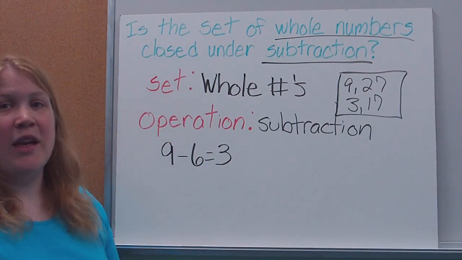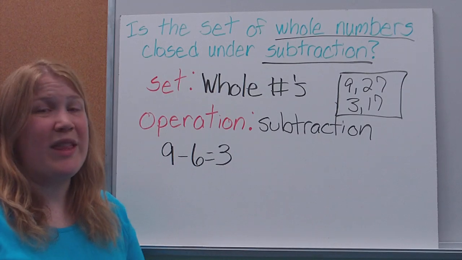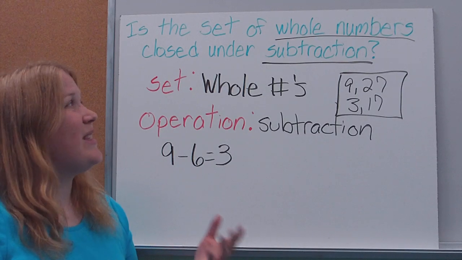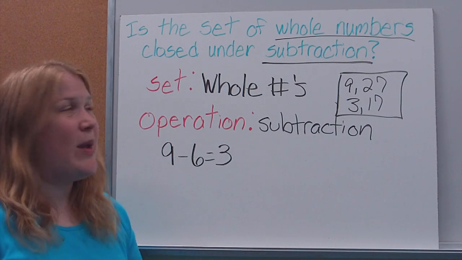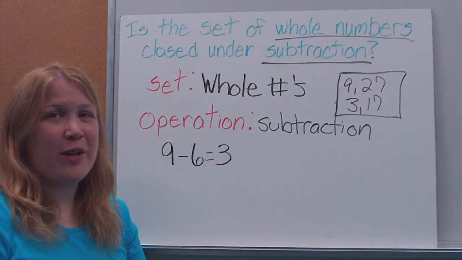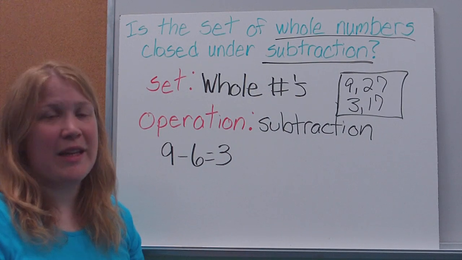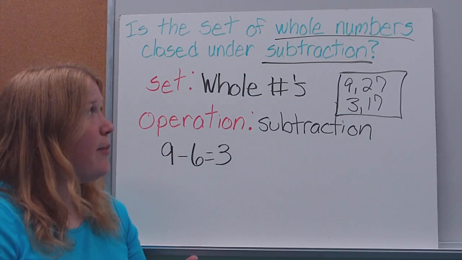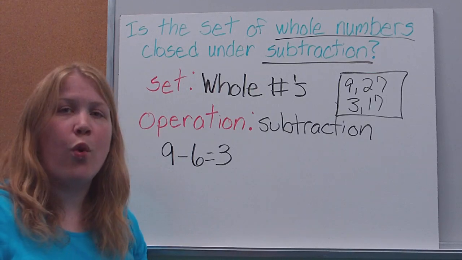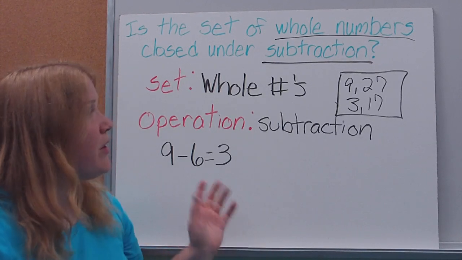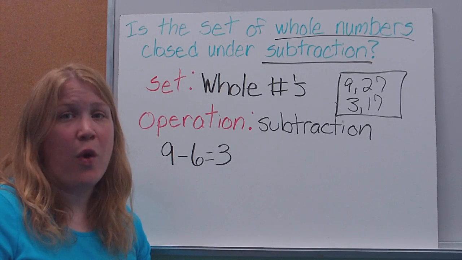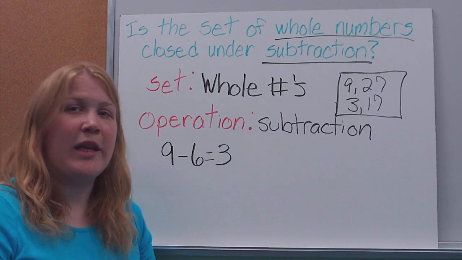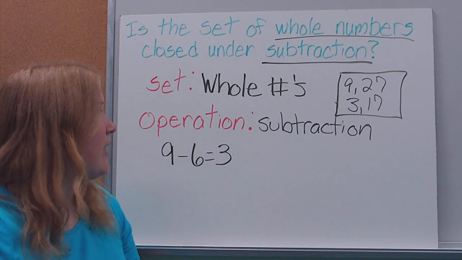Not necessarily. We want to see if we can come up with an example that shows that this is not closed. So basically, how am I going to wind up with something that's not a whole number? Well, that means I either need a fraction, a decimal, or a negative number. Well, there's no way I can subtract these to get part of a whole. So let's see if there's a way that we can subtract something that might give us a negative number.